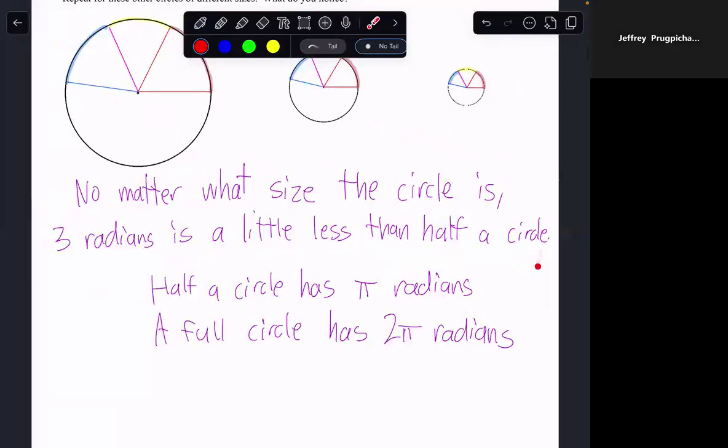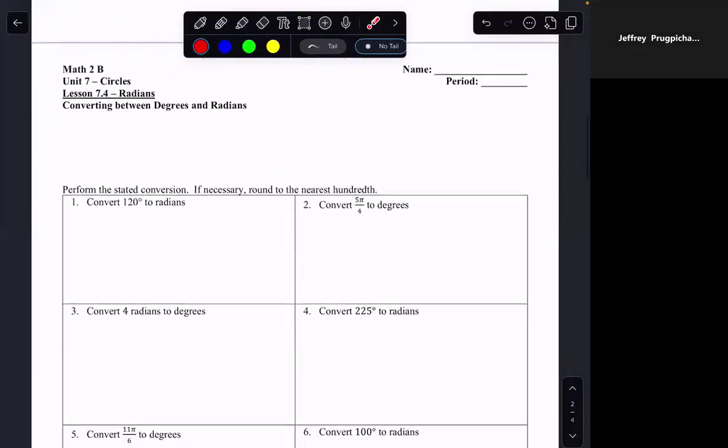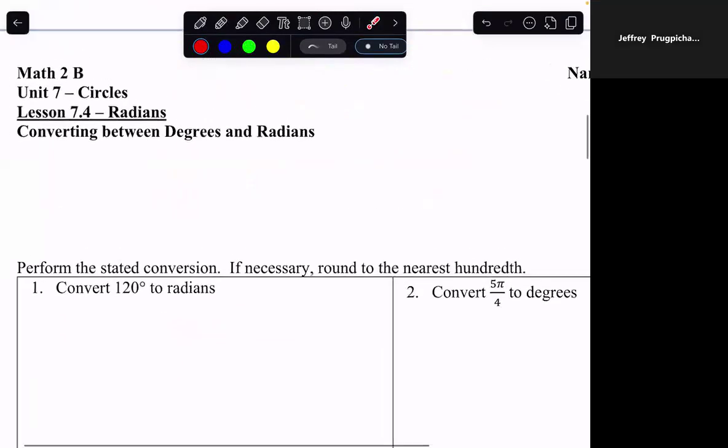All right, do we have questions on any part of this first page? Okay, let's turn to the second page then. We want to know how to convert between these two methods. There are many different ways to do it, but I think the one that people best remember is you set up a proportion.